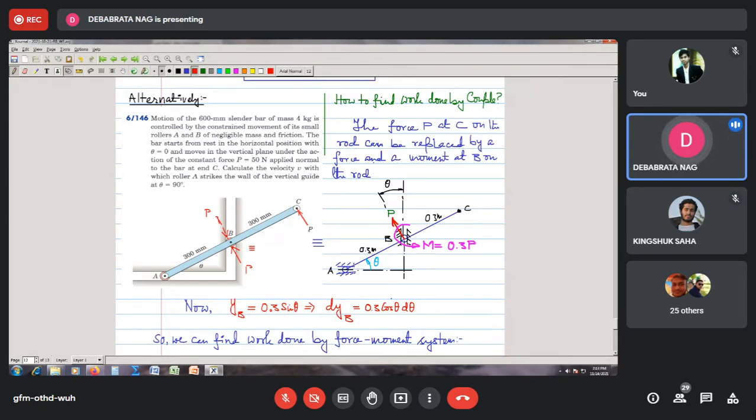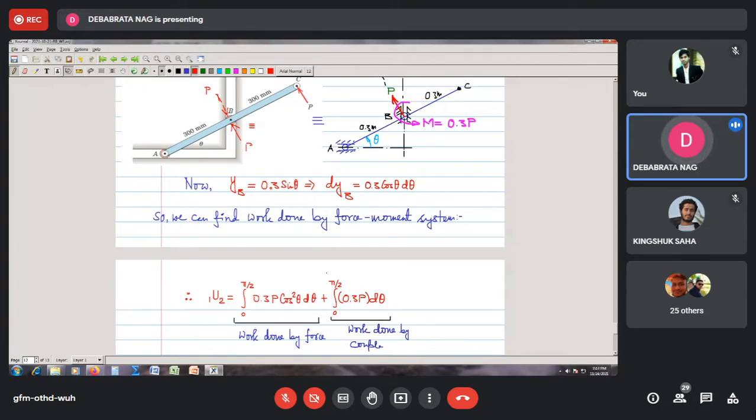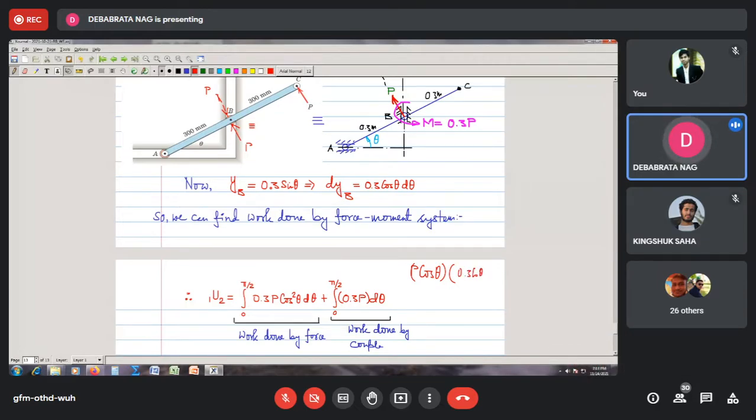So dyB is 0.3 cos theta d theta, this is its displacement, and the work done by the force is the integration from 0 to pi by 2. This 0.3 cos theta d theta is actually the displacement, and the force component is P cos theta. So I have to integrate P cos theta multiplied by 0.3 cos theta d theta from theta equal to 0 to theta equal to pi by 2. Ultimately this is 0.3 P cos square theta d theta from 0 to pi by 2.